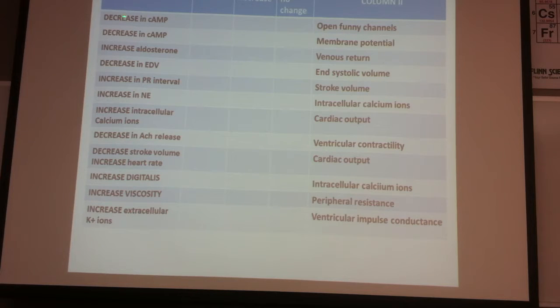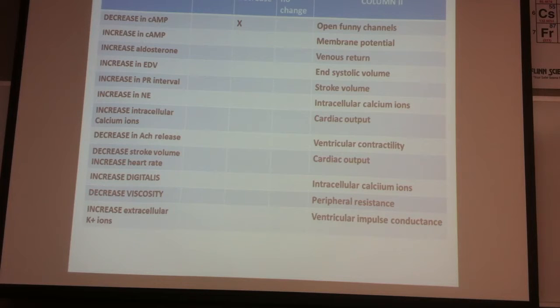So the directions are, any of the changes in column 1 would have what effect on the characteristics or events of column 2. So on the test, you would mark increase, decrease, or no change. Okay? So a decrease in the number of cyclic AMP molecules in the cell would have what effect on the number of open funny channels? Decrease. See how easy that was?